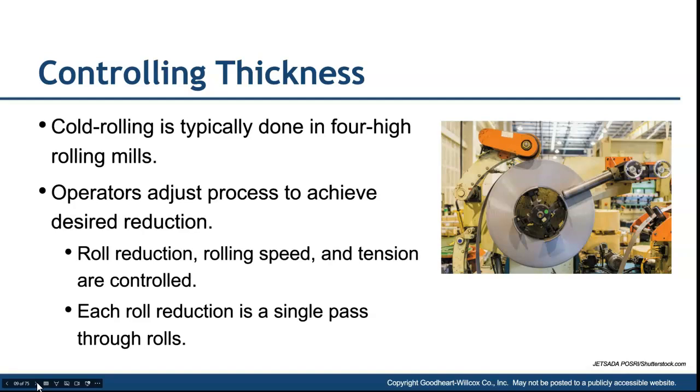Now the cold rolling is typically done in 4-high rolling mills. The operators doing this need to adjust the process to achieve the exact desired reduction. As we start to thin out the material, rolling speed also becomes very, very important. And the tension on those rollers has to be controlled as well, as the material goes through each of those roll reduction rollers in a single pass.